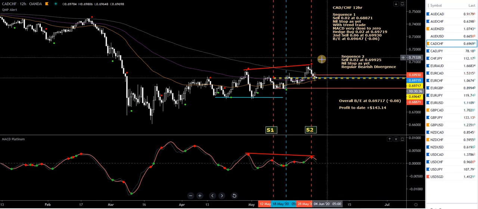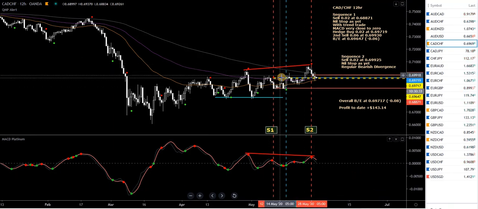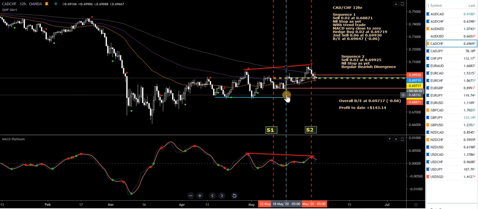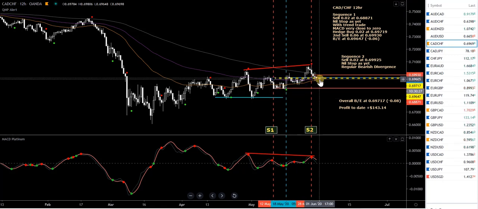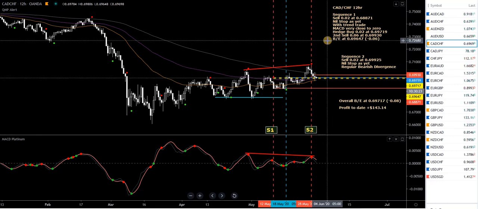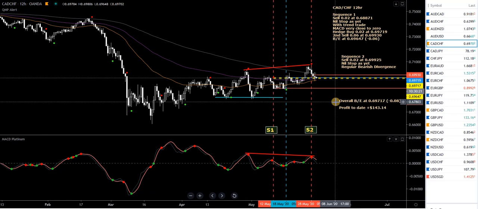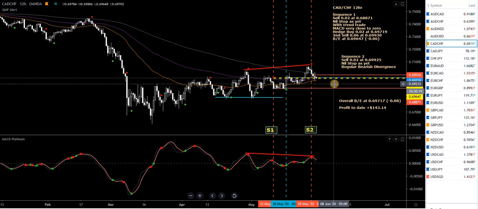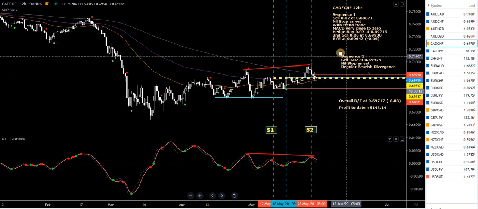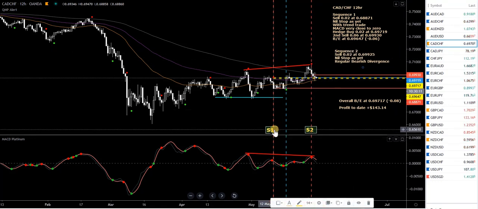Yep. So now we've got a sequence 1, we've got a sell, a hedge buy, and a second sell. These yellow lines are the overall break-even levels. So you've got a break-even for sequence 1, and you've got an overall break-even. That's why there's 2 lines there. And sequence 2 is just a standalone sell trade, which is this one here. So that's where the sequence starts, where I've got the S1.